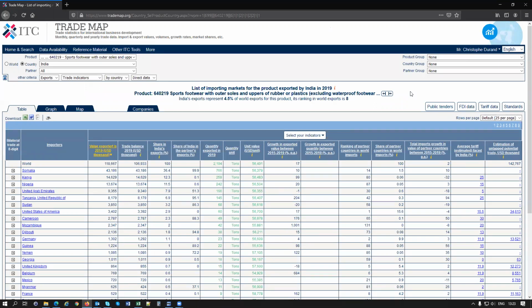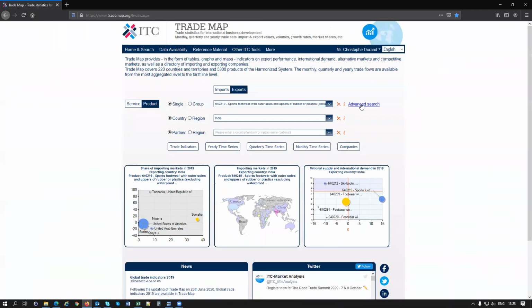The next question is, suppose I do not know the actual nomenclature, how do I find out? Absolutely. So if you don't know the nomenclature of footwear, and you don't know that the HS code that you're looking for is 640212 or 0219, basically what you need to do is to go to the advanced search. So go to home and search, and click on advanced search from the selection menu.